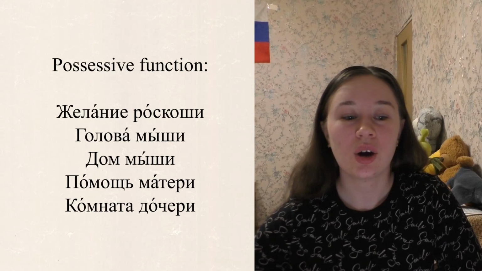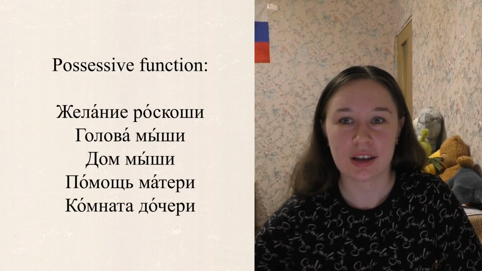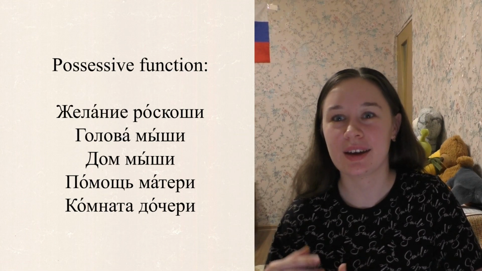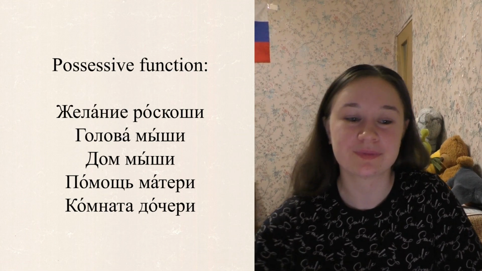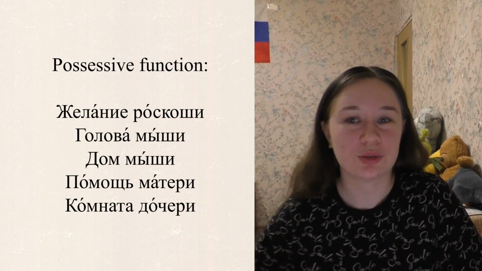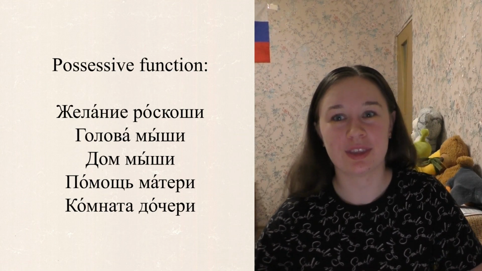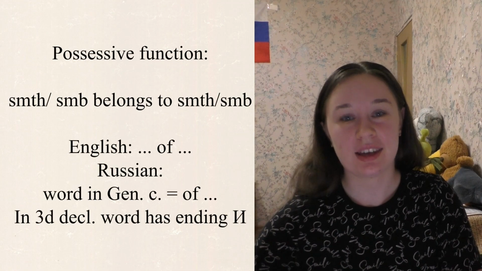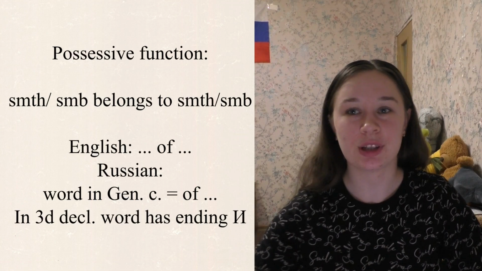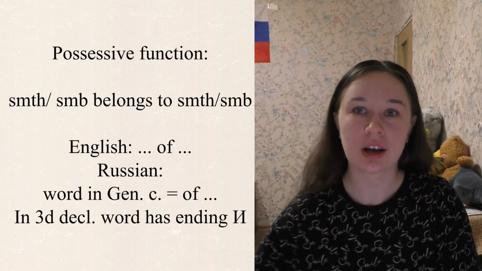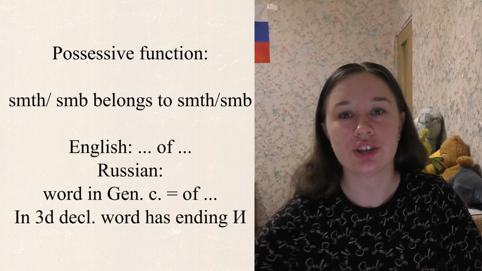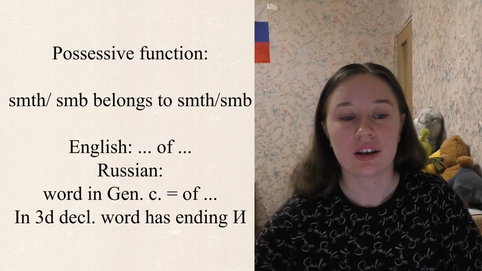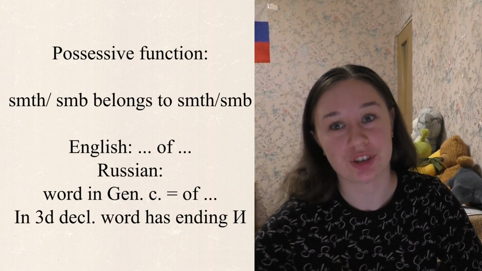And the last two: помощь матери, help of mother, when mother helps you or somebody. And комната дочери, the room of daughter. As you can notice, if we want to show that something belongs to something or somebody, in Russian we change the ending of the word in genitive case, while in English we use the preposition of.